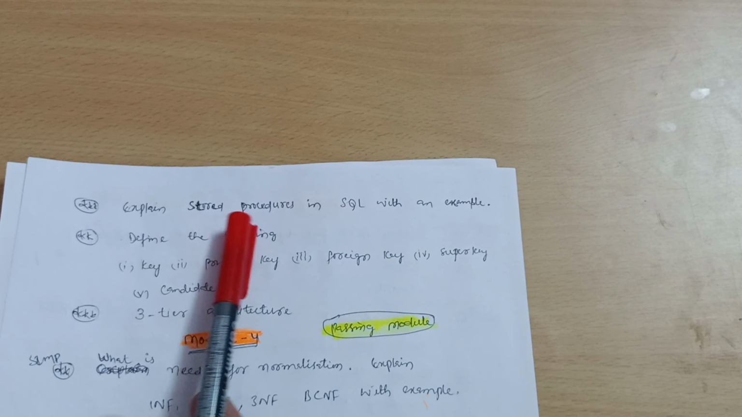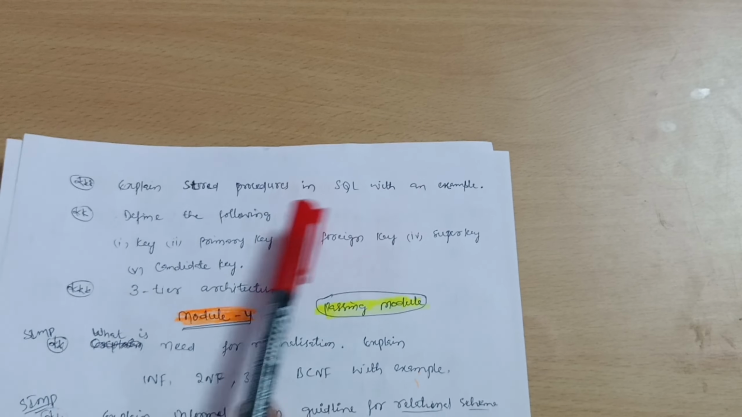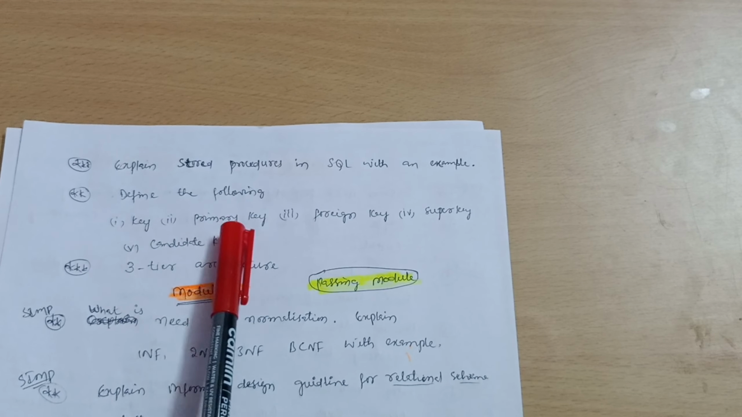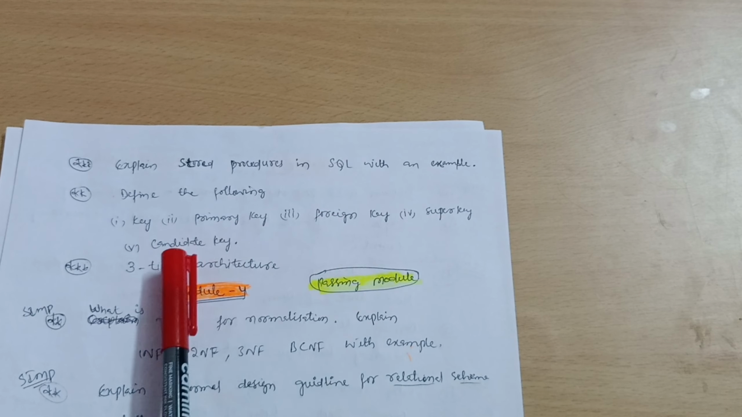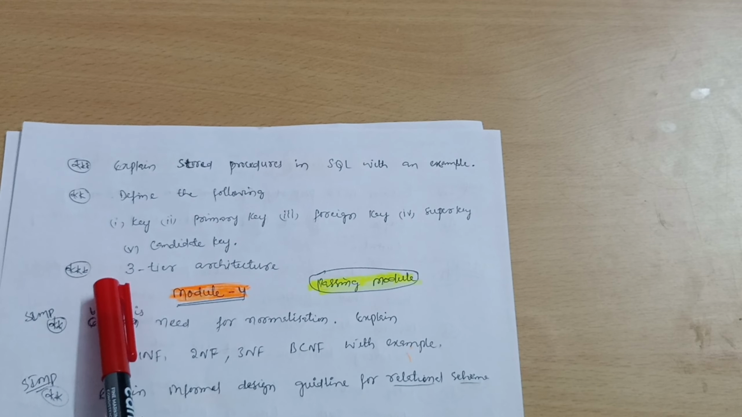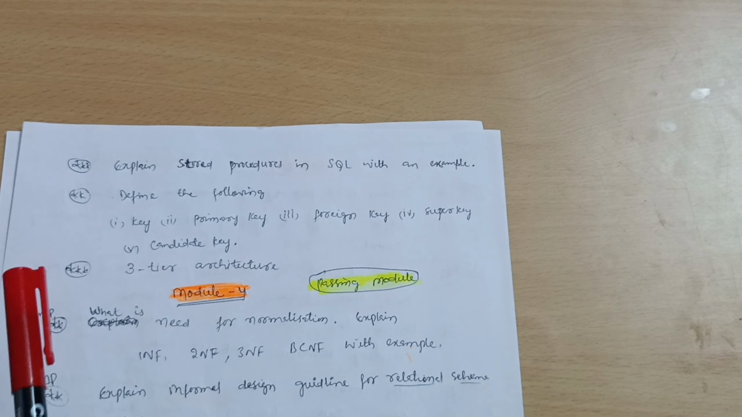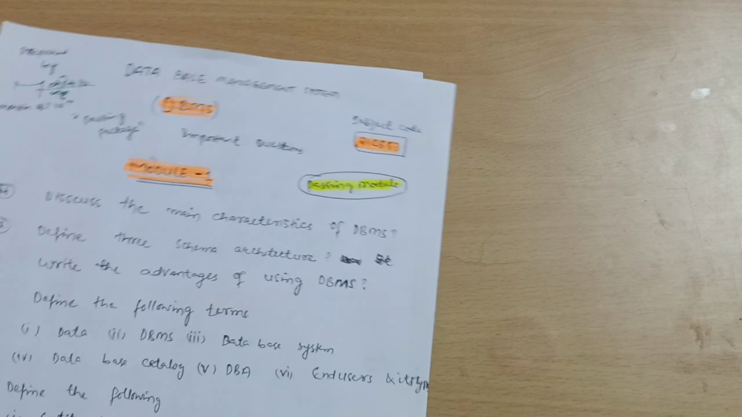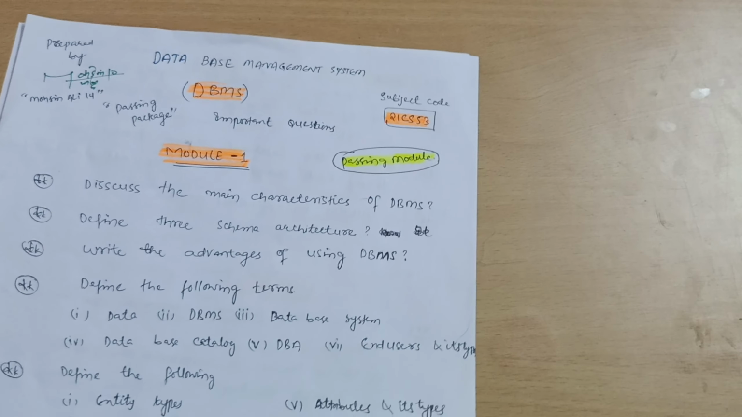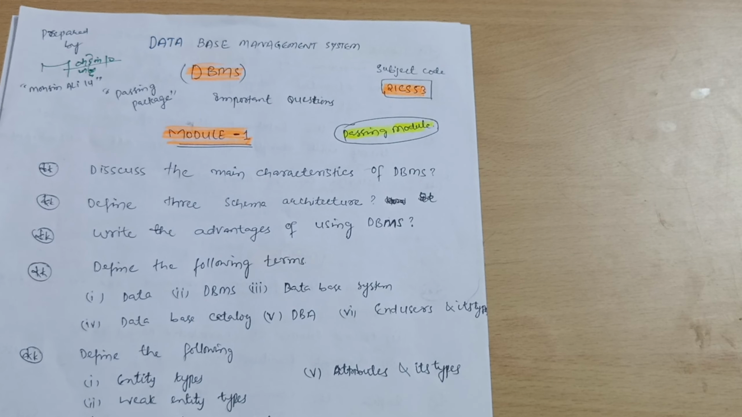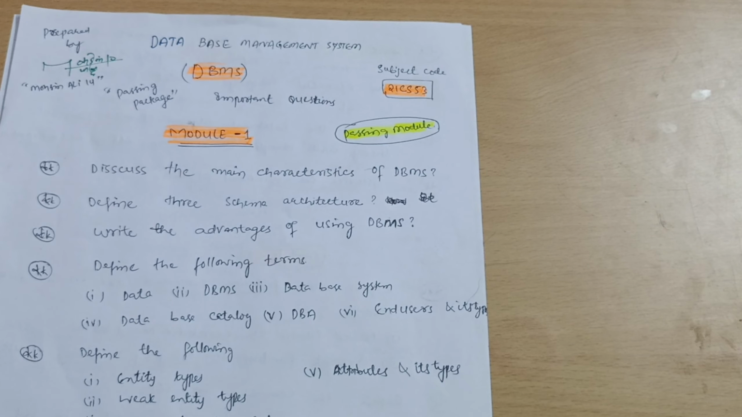Also some questions are here which I missed. That is explain stored procedures in SQL with an example. Define the following: key, primary key, foreign key, super key and candidate key. And also a super important question, that is three-tier architecture. So this is all about this particular subject, that is database management system. I hope this much content will definitely help you in passing the examination. Not only passing, you can easily score if you cover this much portion.